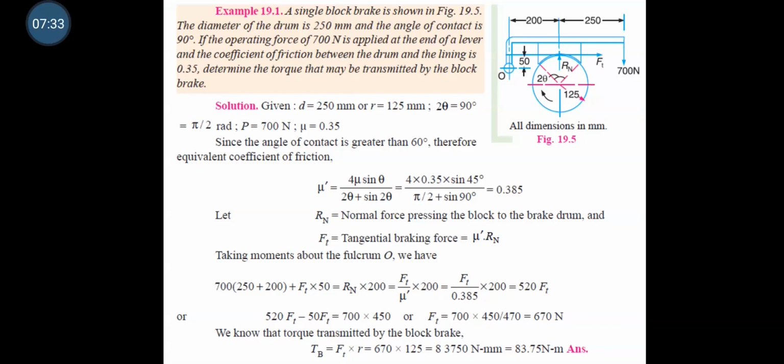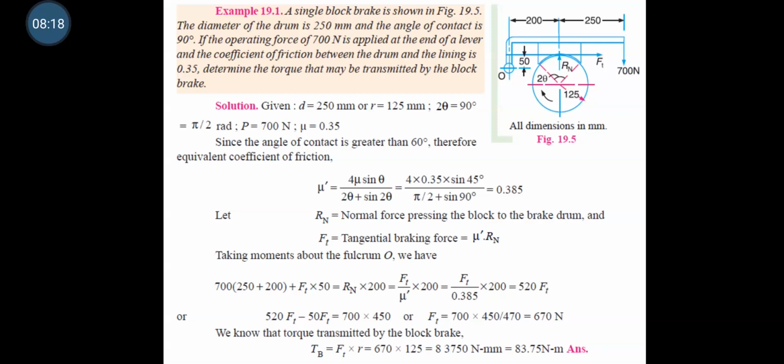Let Rn be the normal force pressing the block to the brake drum, and Ft the tangential braking force. Ft is equal to mu dash Rn. Taking moment about the fixed fulcrum O, force into distance. Here 700 Newton force into a distance of 250 plus 200 mm plus Ft into 50 is equal to normal force Rn into 200. That gives Ft is equal to 670 Newton.